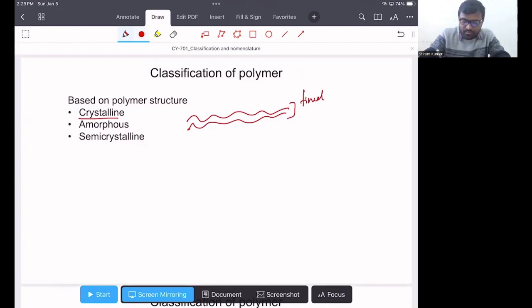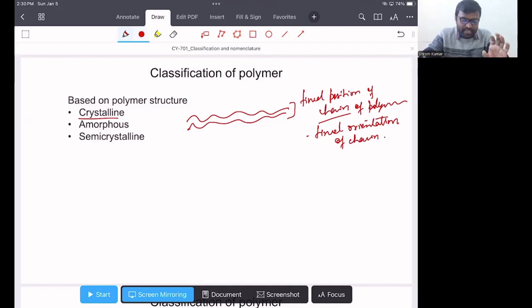So we have fixed position of chain of polymers, right? We have these fixed chain positions. We have fixed orientation, orientation of chain, right? So that is the crystalline polymers.